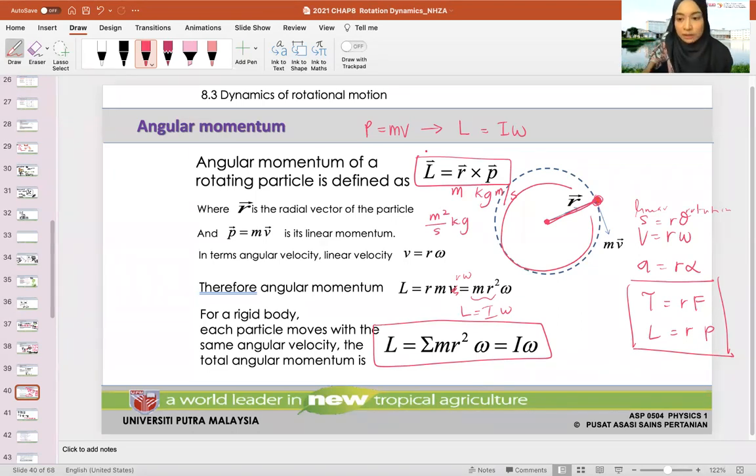Okay, so we have another equation. L equals Rp, or L is equal to I omega when we're using moment of inertia and angular velocity. When we're trying to find the SI unit, you use L equals Rp, where P is mv. Okay.